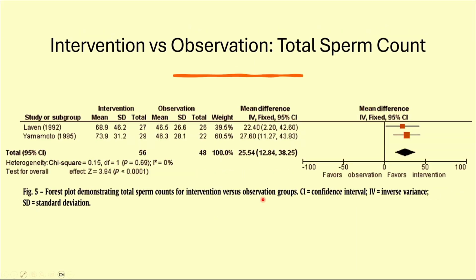Apart from testicular volume, the only parameter that showed a statistically significant difference is the total sperm count. When they compared these two randomized controlled trials, they found a mean difference of 25 million, which was statistically significant. For the rest of the parameters, motility and morphology, there was no statistical difference comparing intervention versus observation.